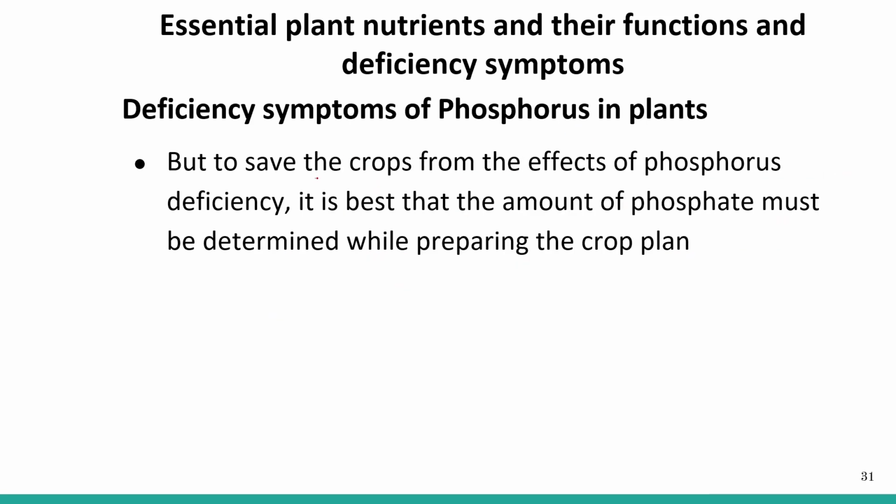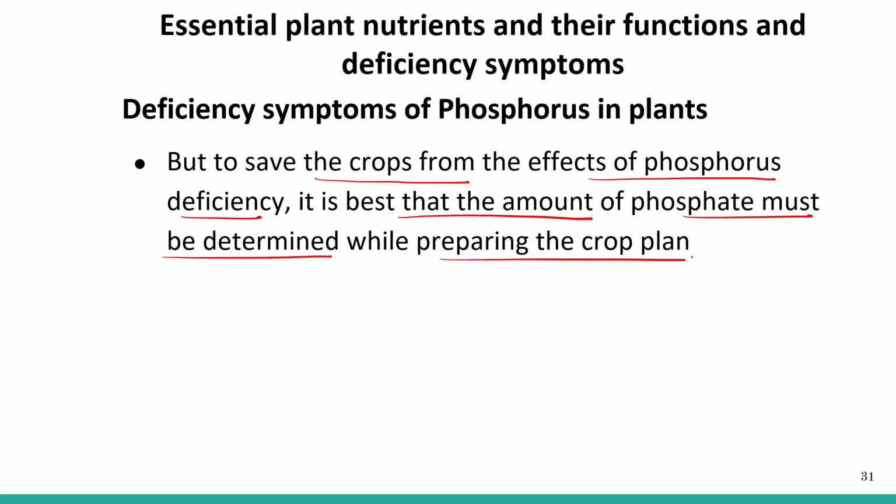But to save the crop from the effects of phosphorus deficiency, it is best that the amount of phosphate be determined while preparing the crop plan. First of all, it is better to check whether the soil has an adequate amount of phosphorus or not. Then we can apply the phosphate at that particular time, and that will be best for crop growth.